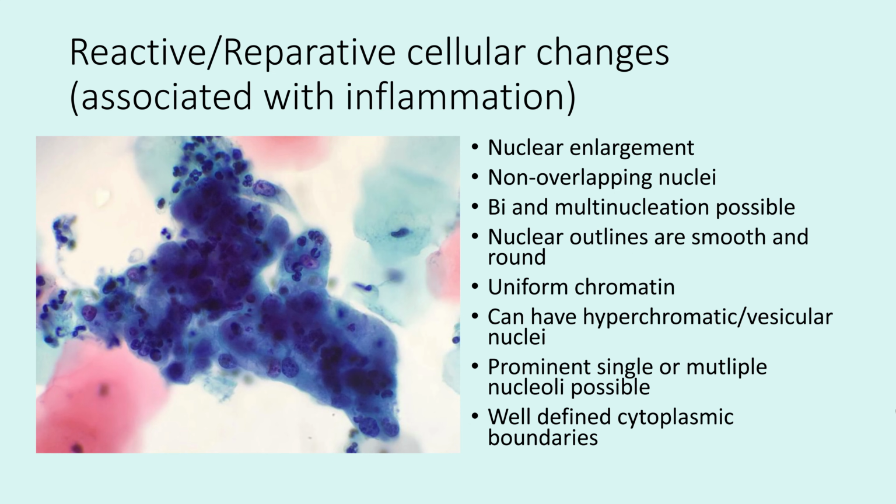The next thing is reactive or reparative cellular changes. There are several different kinds of reactive and reparative cellular changes. The most common, or the classic repair, is associated with inflammation. This shows nuclear enlargement, non-overlapping nuclei. Bi- and multinucleation is possible with nuclear outlines, once again, that are smooth and round, a uniform chromatin, and hyperchromatic and vesicular nuclei. A prominent single nucleolus or multiple nucleoli are possible, and there are well-defined cytoplasmic boundaries.